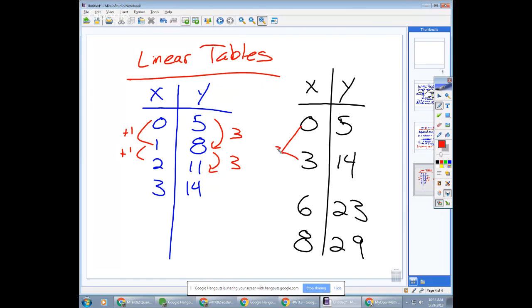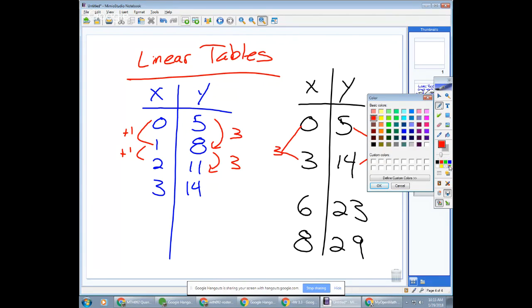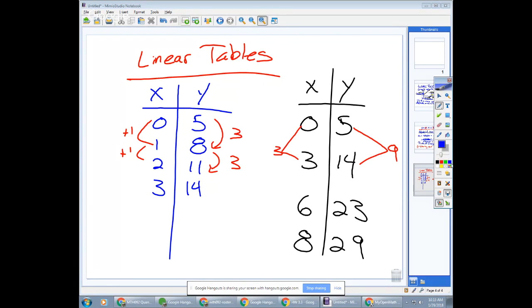But these two jump by 3 on that side. What do we jump on the other side? 9. Now, just for fun, let's pick a different pair of points, and we're not going to pick the next two. Let's compare the first point to the last point. What's that changing by? 8 here, and about the other side? 24. Okay.